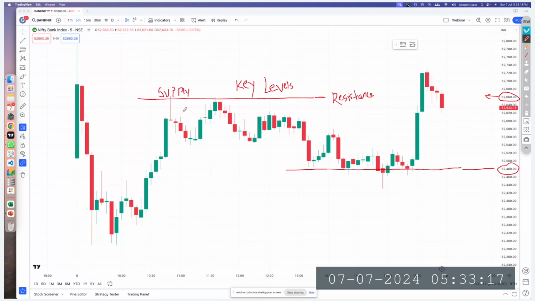So resistance is where the supply is. That means those who have bought, let's suppose people have bought here, now they also want to make some profit, so they'll be selling their position. There will be some place where they will sell, they will put their orders. So these are those supply zones where these people who have bought previously are ready to sell. That means they are not expecting the market to go above this price. So they are selling it here.